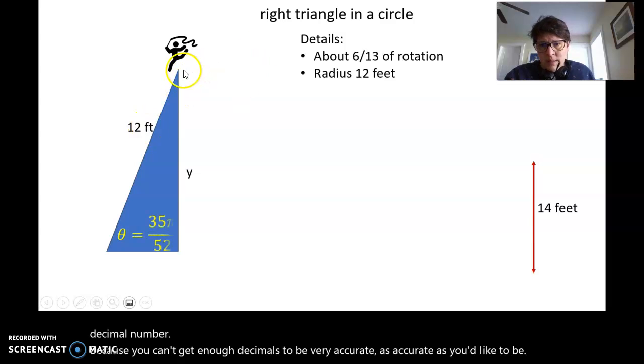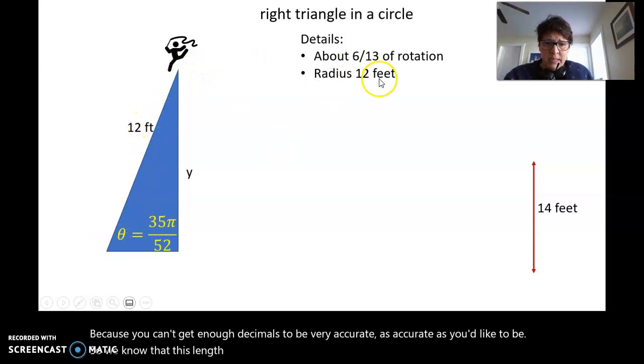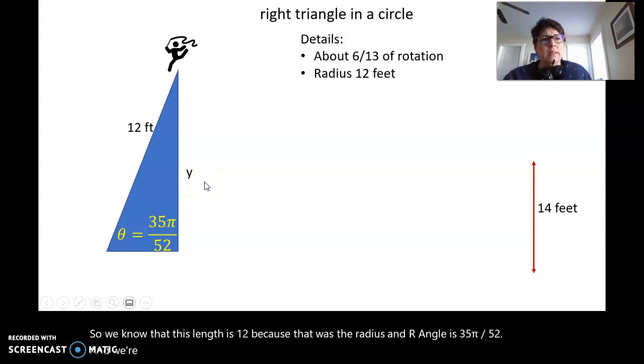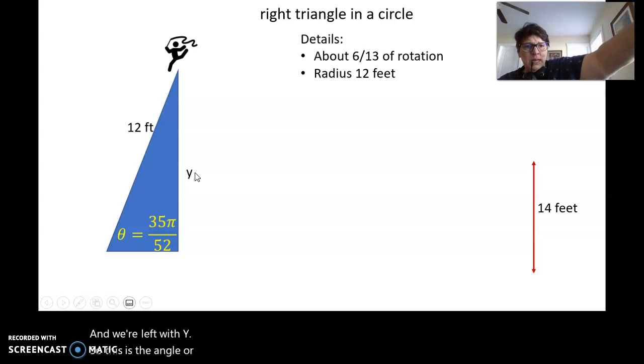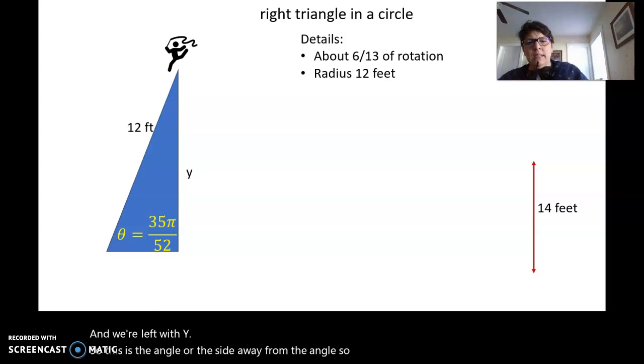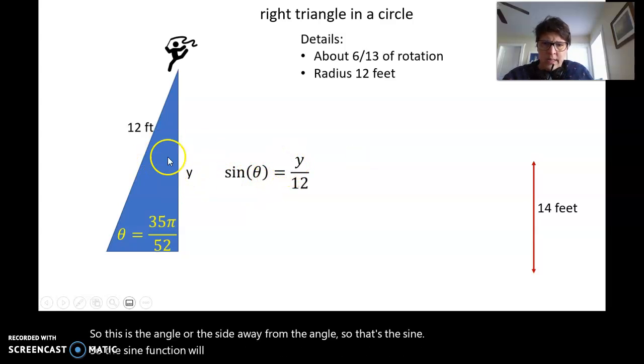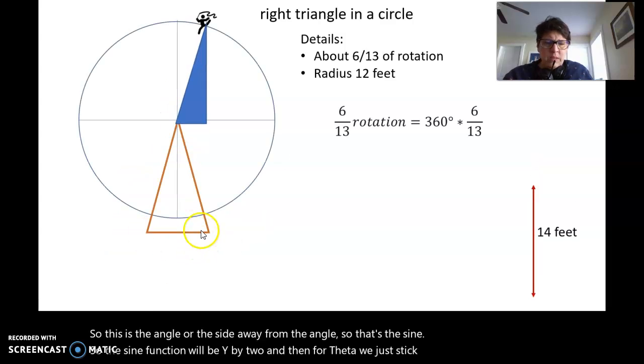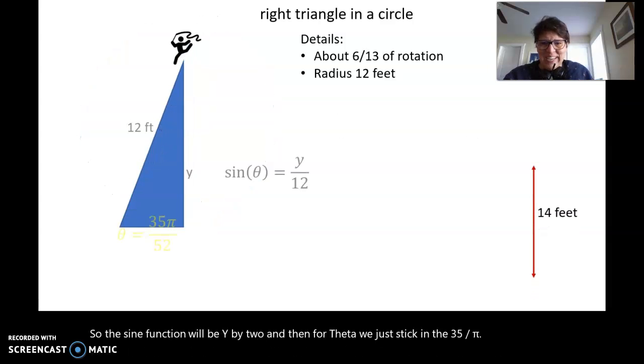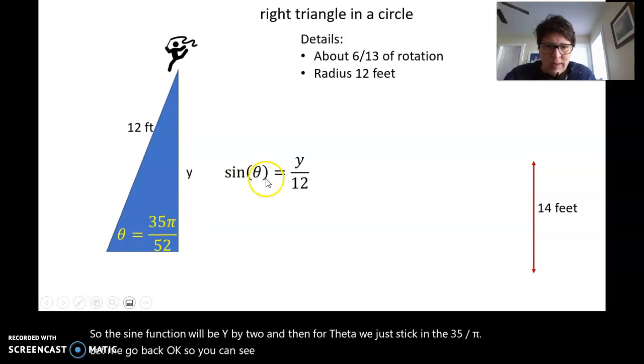So we know that this length is 12 because that was the radius, and our angle is 35 pi divided by 52, and we're left with y. So this is the angle, and y is the side away from the angle, so that's the sine. So the sine function will be y divided by 12, and then for theta we just stick in 35 pi divided by 52. Let me go back. Okay, so you can see it. This is what theta will be.